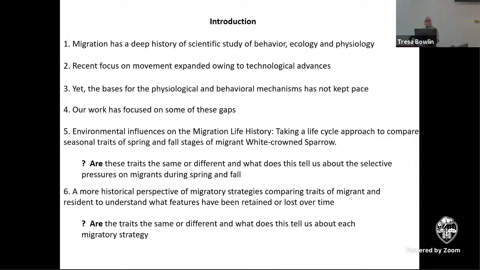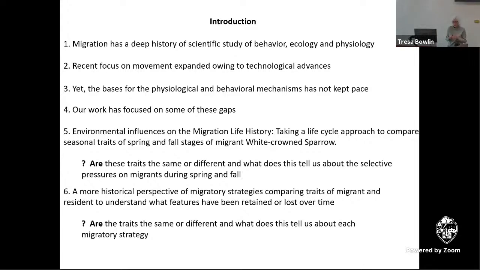And there are people working in the field. Jamie is one. John has done a lot of work, but we need to pick up. And so our work has really focused on these steps. And so what I'd like to do is take a two-pronged approach. Talking first about the environmental influences of the migratory life history, taking a life cycle approach to compare the seasonal traits of the spring and fall migration. So this is within a migrant itself. The question is then, are these traits the same or different, and what does that tell us about the selective pressures on migrants during the spring and fall?